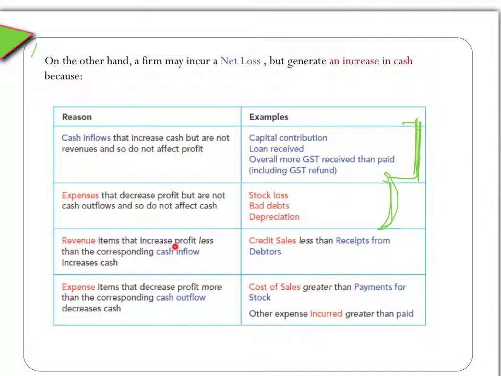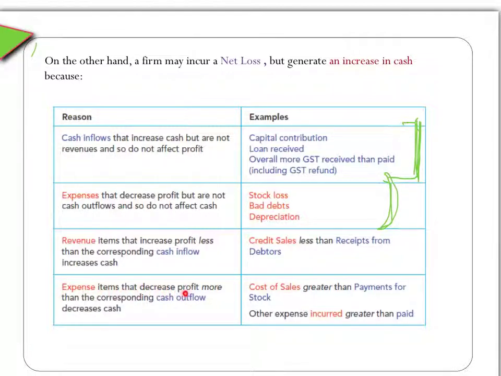Revenue items that increase profit less than the corresponding cash inflow increases cash. So again, the example, opposite to what we've considered before: if you have credit sales less than receipts from debtors, it means that this will increase your profit to less than how much it increases your bank balance.